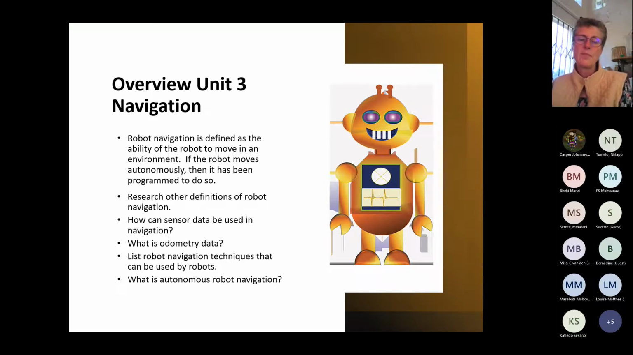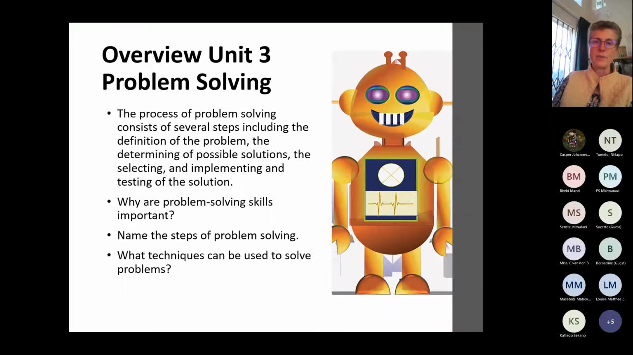All right. Odometry data. Odometry is where the robot is more aware of where it is and how it's turning and where it's going up and where it's going down. And a good exercise would be to list the robot navigation techniques that can be used by a robot. Okay, and then what is the definition of autonomous robot navigation, where a robot can move on its own, provided it's programmed. All right.